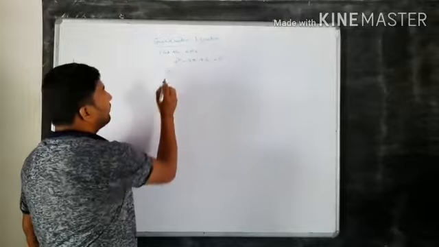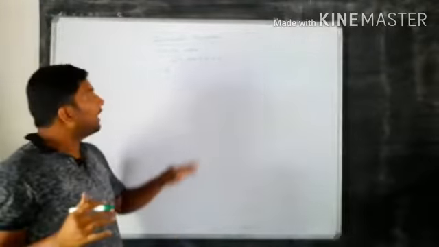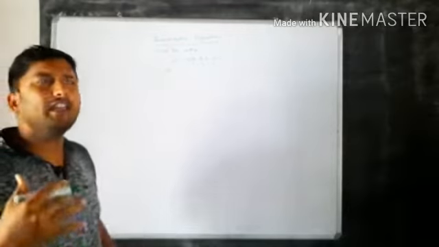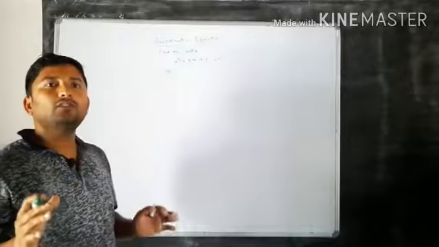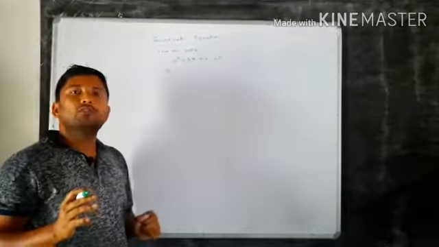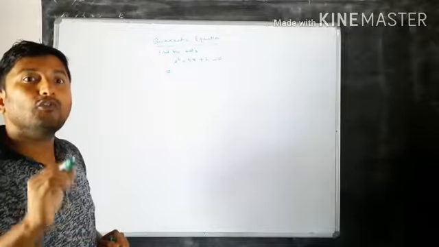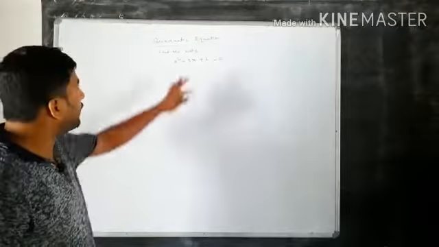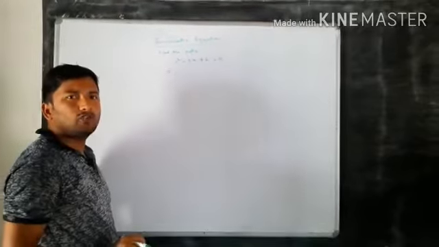See, maybe I think you are able to know about it in a very easy way. How are we going to solve this quadratic equation? That means we are going to find the value of x from here. So x square minus 3x plus 2 is equal to 0.